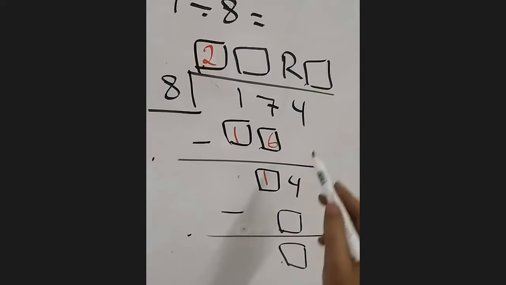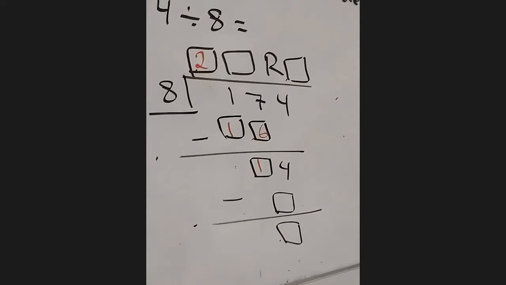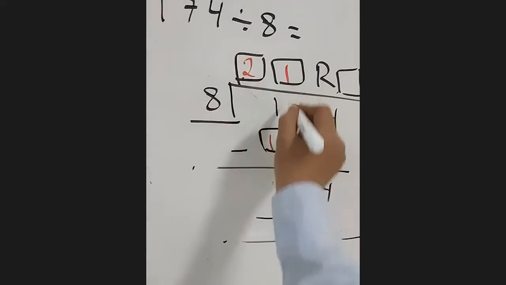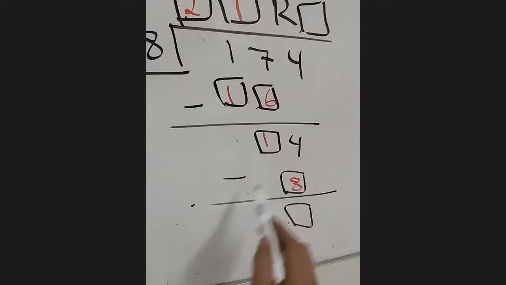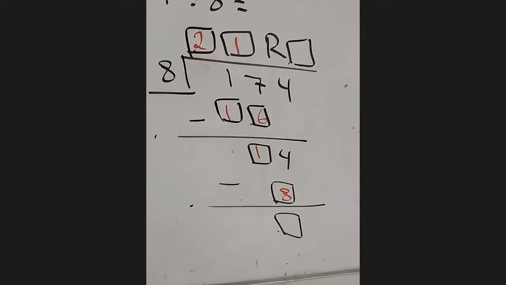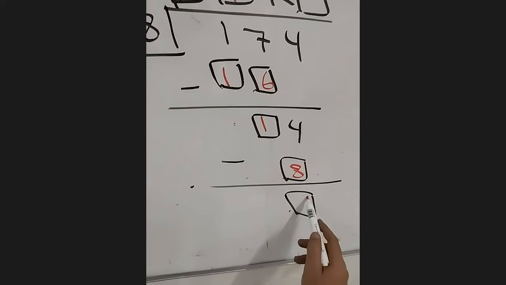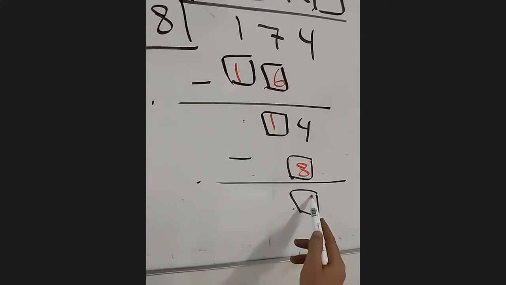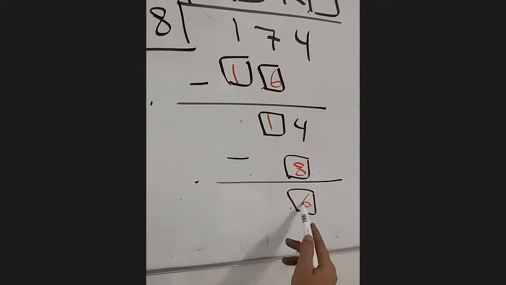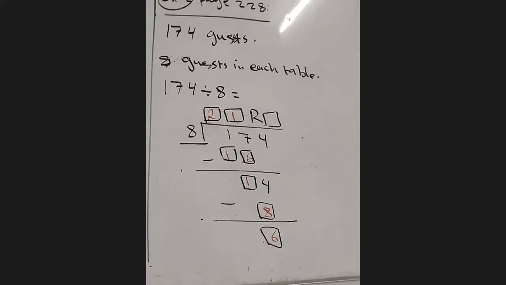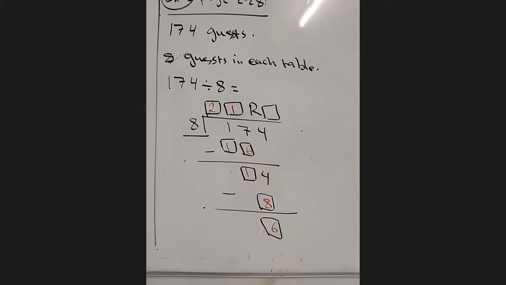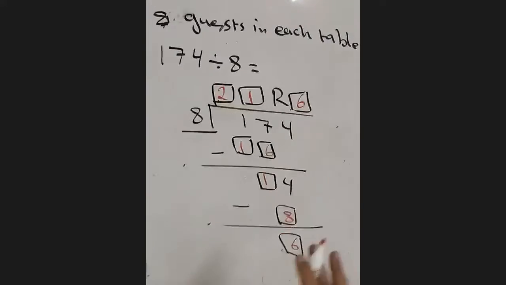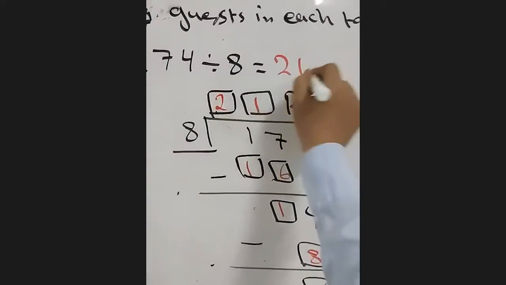No need to write the zero. Then we bring the 4 down, right? So 14. 8 multiplied by 1, you write 1 up. Excellent, 1 by 8 is 8. Now 14 minus 8, how much? 6. We write it up. So the quotient is 21, remainder 6.